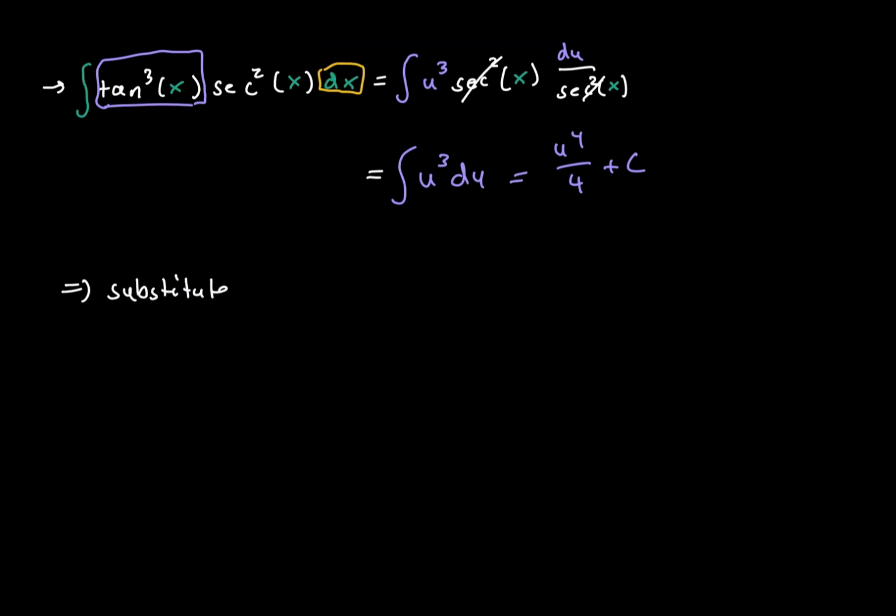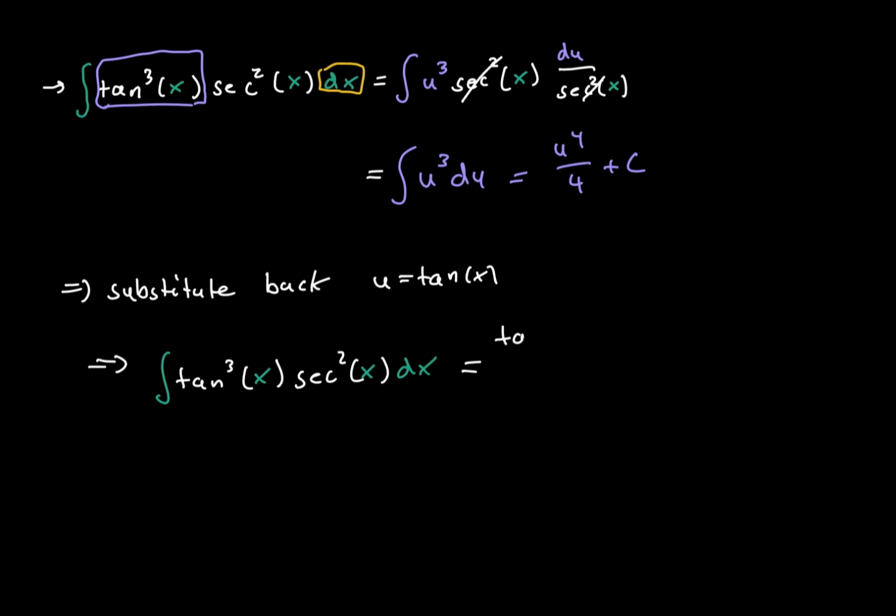Now substitute back. We replace u with tangent of x. So the result is tangent to the fourth power of x divided by 4 plus C. Let's quickly understand why this works. The secant squared term matched the derivative of tangent exactly, which allowed us to convert everything into a simple polynomial.